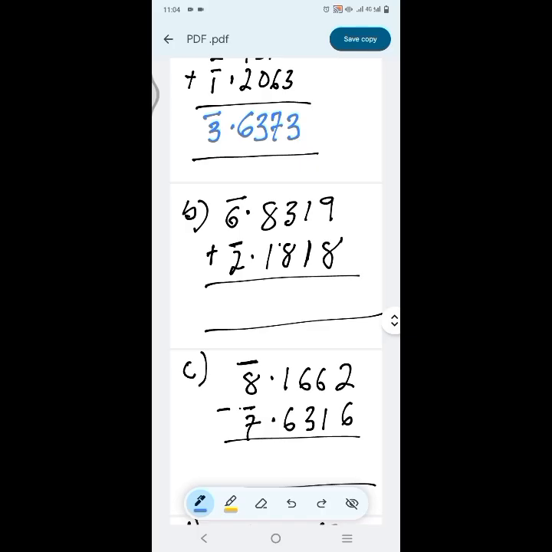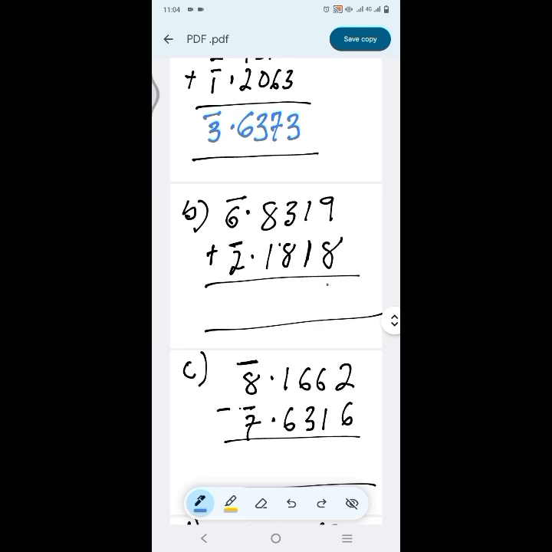We have bar 6.8319 added to bar 2.1818. So how do we add it? This is very, very easy. I'm almost sure that some of you are adding them in your heart right now.